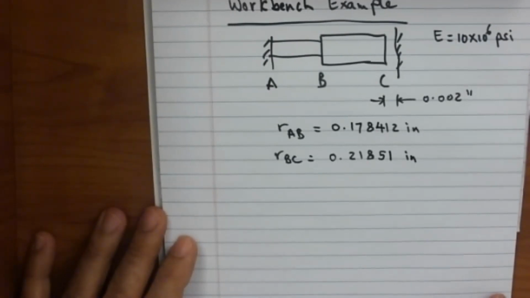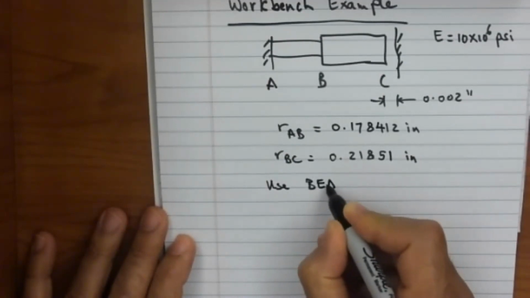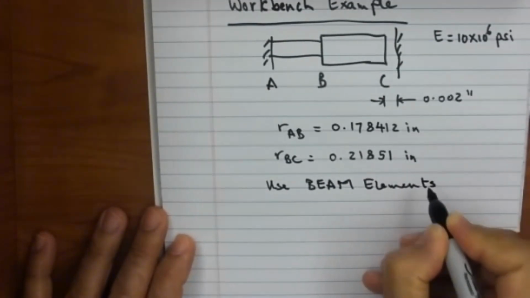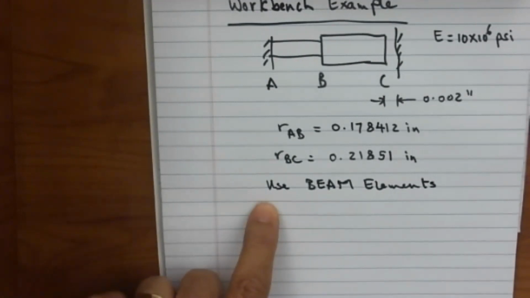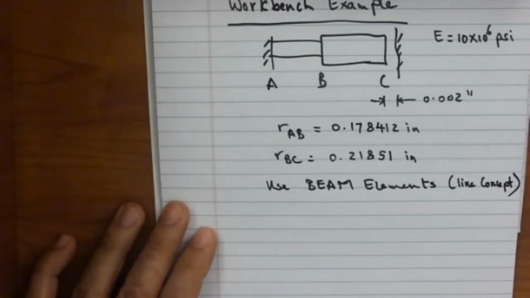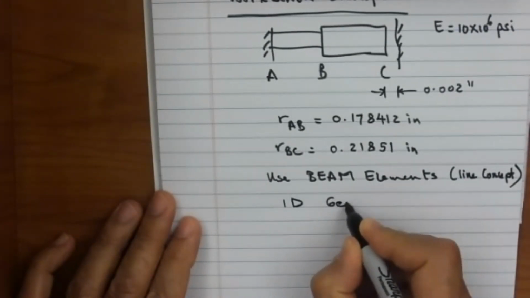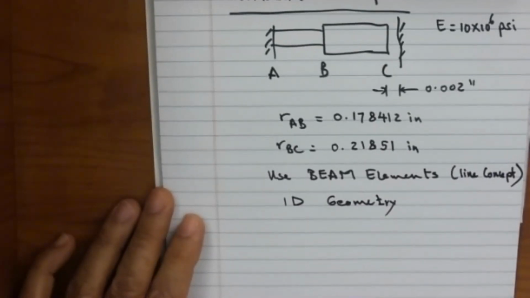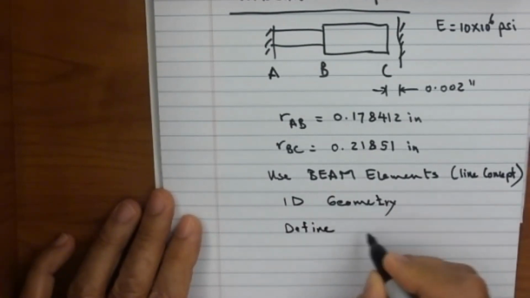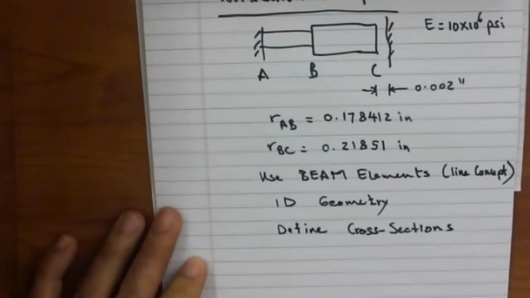So in the finite element method, the first thing is to discretize. And in order to discretize, I have to decide on the element. So in ANSYS Workbench, I'm gonna use beam elements. And when I mention beam elements here, I want to remember that I'm going to use the line concept. In other words, I'm creating a 1D geometry. Just lines. And when we do the 1D geometry, we're also going to define cross sections, one for AB and one for BC.